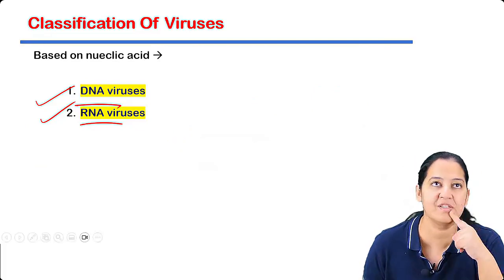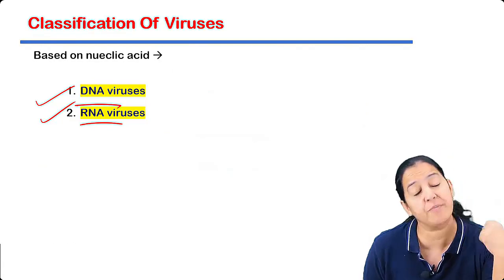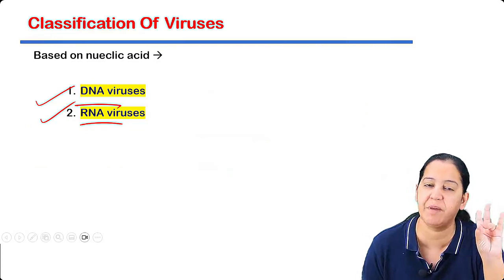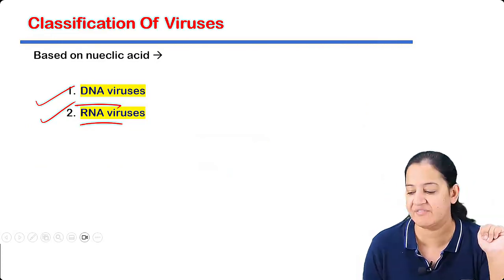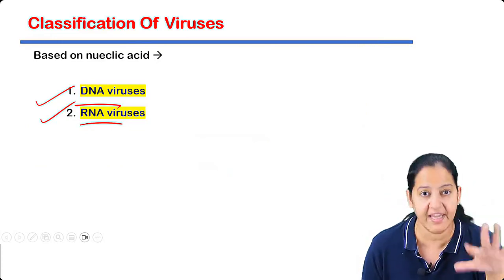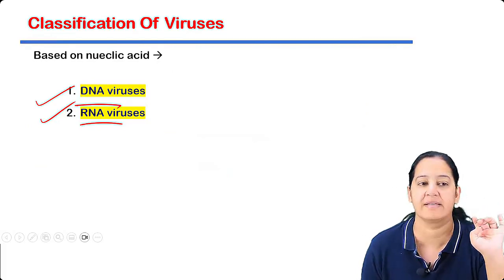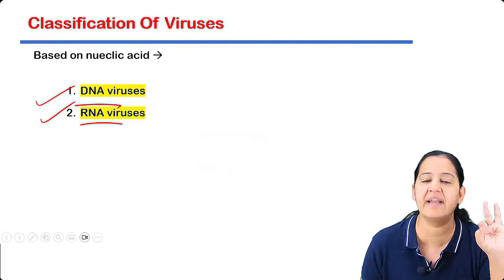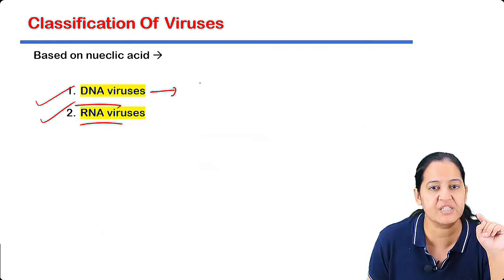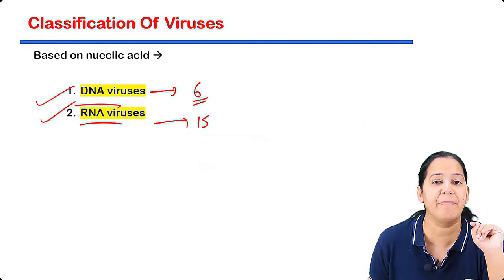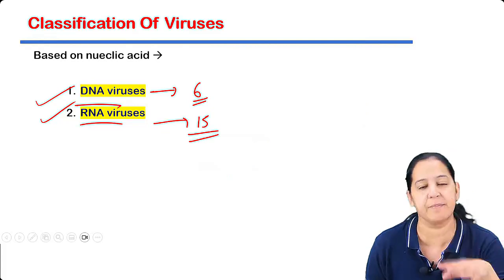What is the basis of classification in bacteriology? You will see now, gram staining. We have four types of bacteria: GPC, GNC, GPB, GNB. That was the basis of classification in bacteriology. Here in virology, we have two types of virus, DNA virus and RNA virus. There are 6 families of DNA virus having multiple members inside, and 15 families of RNA viruses having multiple members inside.